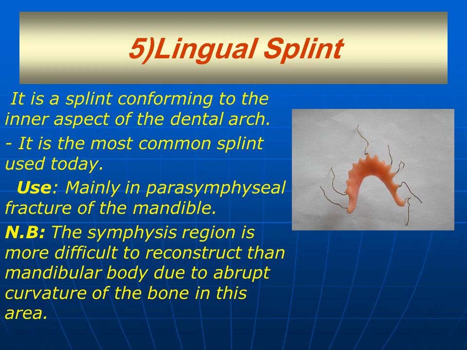It is the most common splint to be used nowadays because it's very easy and very simple and not annoying for the patient. Used mainly in parasymphyseal fracture of the mandible. Why parasymphyseal fracture? Because it's very easy to return it back into the proper position. However, for symphyseal fracture, the symphysis region is more difficult to construct than the mandibular body due to the abrupt curvature of the bone in this area. That's why, with the abrupt curvature, I can have some displacement in the segments, slightly anterior or slightly posterior, and therefore we use it only in parasymphyseal fracture cases.